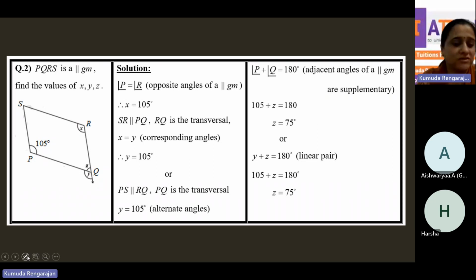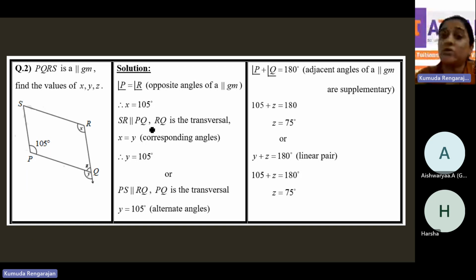I'll just read this one alone for you. Now see here, what have I written? Angle P is equal to angle R, because opposite angles of a parallelogram are equal. Therefore, x is equal to 105 degrees. Correct? Okay.